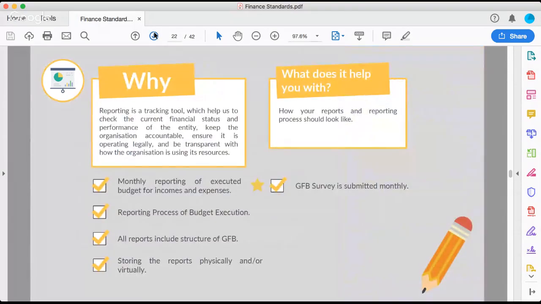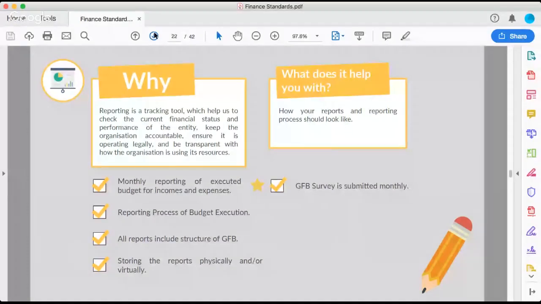Things that we need to be doing here is monthly reporting of executed budgeted incomes and expenses. Also, this is included in our own finance standards checklist. Reporting process of budget execution. So that means that you also need to have the total amount difference between your budget and expenses.